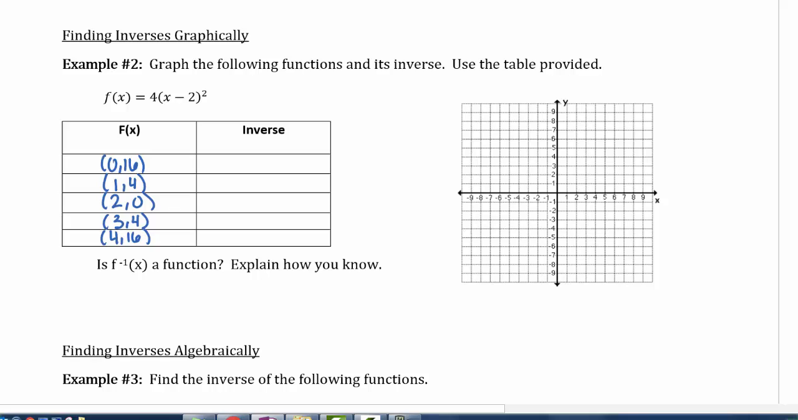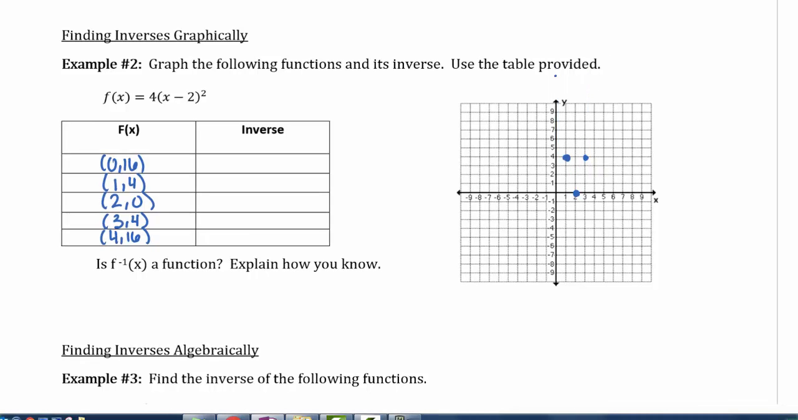So 2, 0, 1, 4, and 3, 4, and 0, 16 is like way up here. So I know that my parabola looks something like this. Okay?